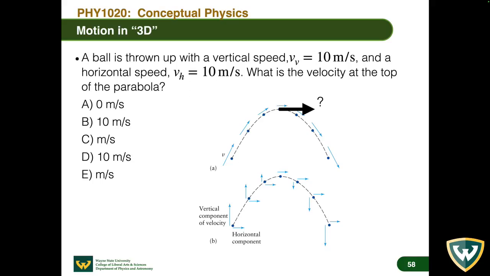Let's imagine that the ball is thrown up with a vertical speed of 10 meters per second, a horizontal speed of 10 meters per second. So you'll note here V sub V, V stands for vertical, V sub H, H stands for horizontal. So you can ask, what is the velocity at the top of the parabola? I'm going to let you think about this for a second. What is the total velocity of the object, the ball, as it reaches the top of its trajectory?